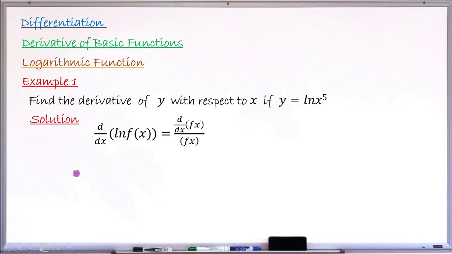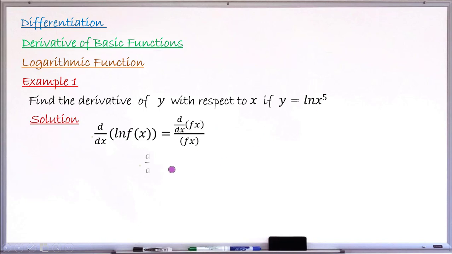The rule, remember, says d/dx of ln f(x) is nothing but d/dx of f(x) divided by f(x). So in this case, you can take x raised to the power of 5 as your f(x). x raised to the power of 5 is now your f(x). Then what will be its derivative? Let's move ahead and do it.